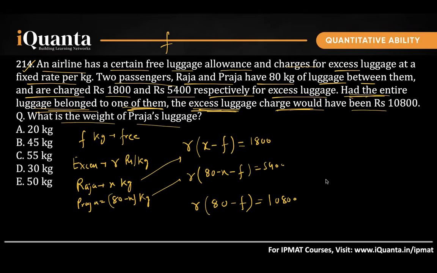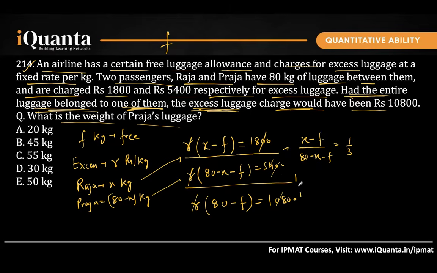So if we find out x, we'll get 80 minus x, which is Praja's luggage. Okay. Now, if you divide the first two equations, what will you get? You will cancel R and you will get (x minus f) upon (80 minus x minus f) equal to 1800 by 5400, which is 1 by 3. And if you divide the second and third equations, R cancels, 5400 by 10,800 is basically half, 1 by 2. Yes or no? So I'll get (80 minus x minus f) upon (80 minus f) equal to half. Using each of these, I'll get an equation in x and f.